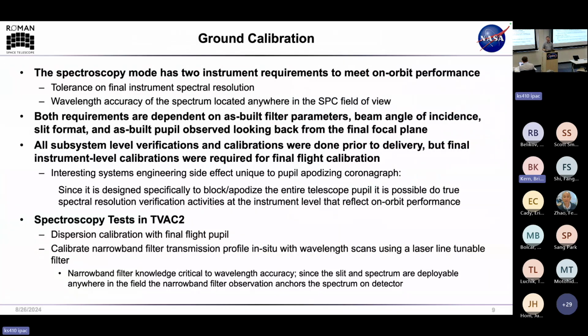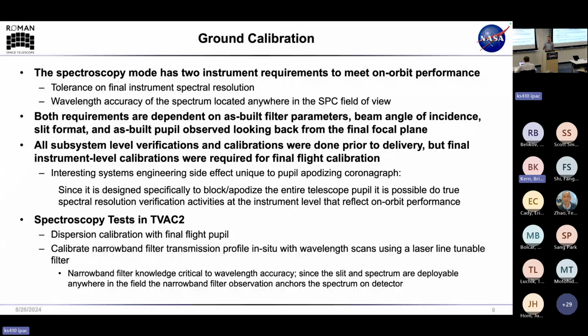All right, now, starting to move forward into the ground calibrations, we have to think carefully about what we actually needed to do on the ground. The two key things that were instrument level requirements we needed to be careful about were the tolerances on the final spectral resolution and the wavelength accuracy. This was particularly important, and that's actually one of the reasons why there are so many narrowband filters in addition to the wavefront sensing that we have to do. It's because we now have a deployable slit. So we actually drove some of the narrowband filters to get the wavelength accuracy that we needed.